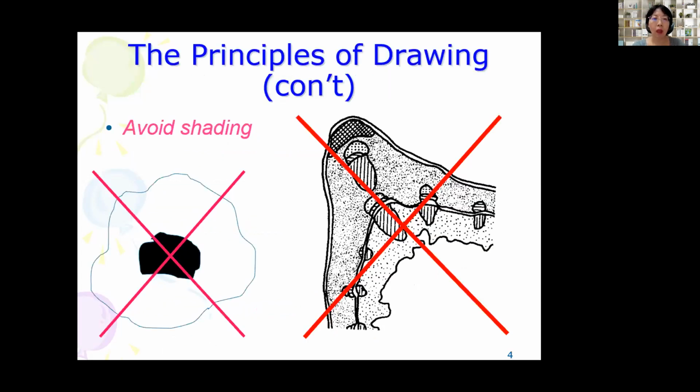Okay. So no shading. In a biological drawing, we do not allow any form of shading. Either you shade the whole thing black or use line patterns, dots, everything. Cannot. Because if you go to the actual specimen, you don't see this kind of pattern in the cell, in the specimen. So never ever shade. I don't care what kind of shading, cannot.